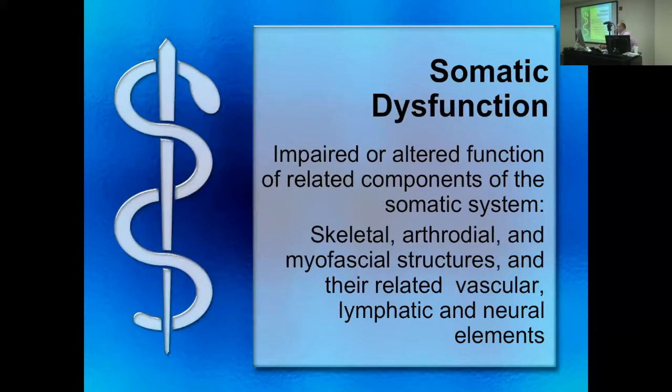Somatic dysfunction. It's an impaired or altered function of related components of the somatic system: skeletal, arthrodial, did I say that right? Close enough? Good. Myofascial structures and their related vascular, lymphatic, and neural elements.